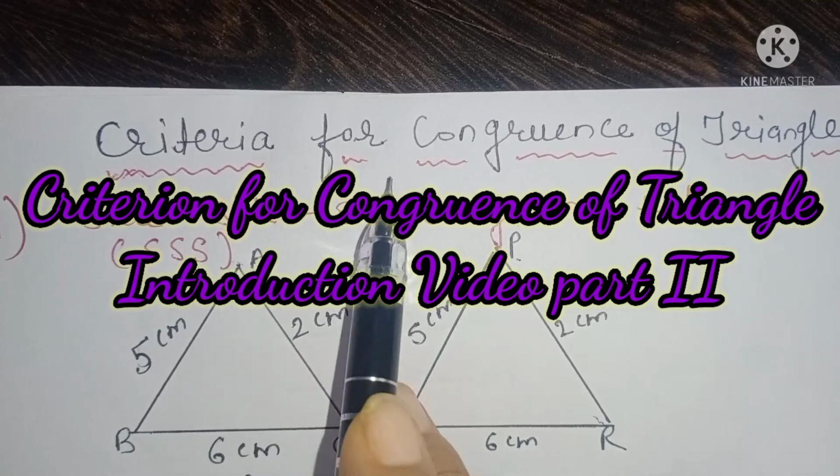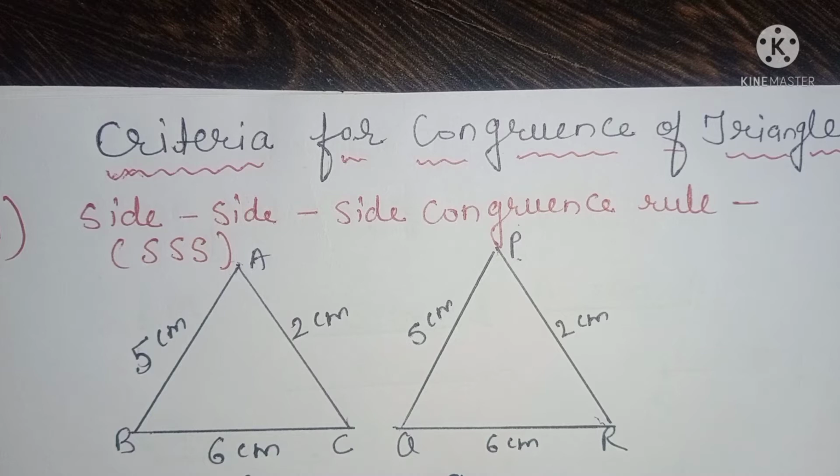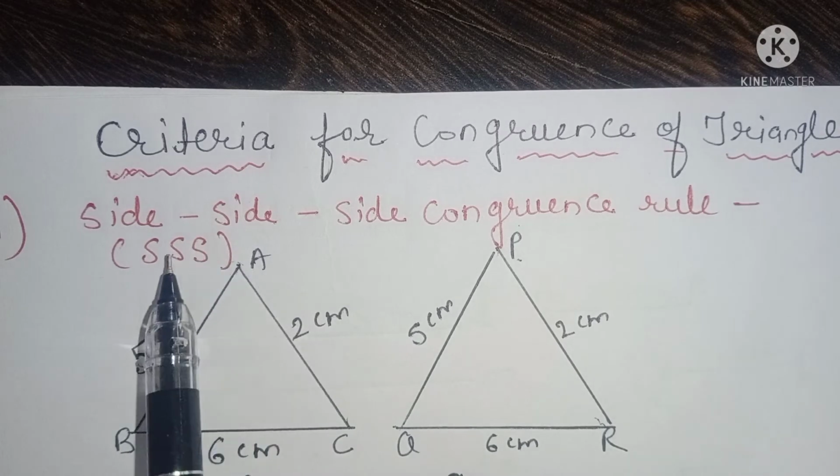Now let's see the criteria for congruence of triangles. Basically, you are going to learn 5 criteria in this session. First is SSS, that is side congruence criteria. Second, SAS, side angle side. Third, ASA, angle side angle. Then AAS, angle angle side, and then RHS, right angle hypotenuse side. I'm going to explain them to you one by one. So let's start with the first, SSS.